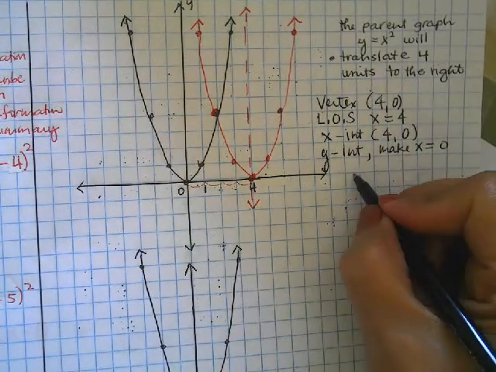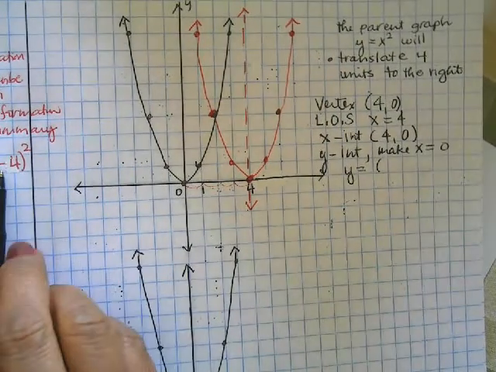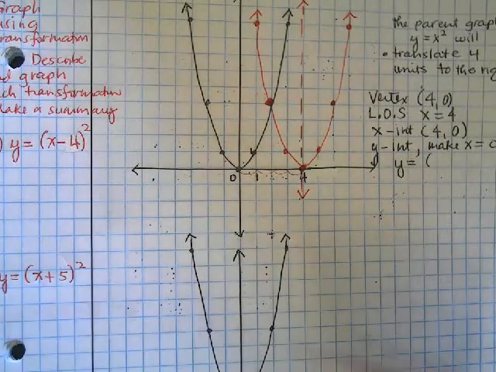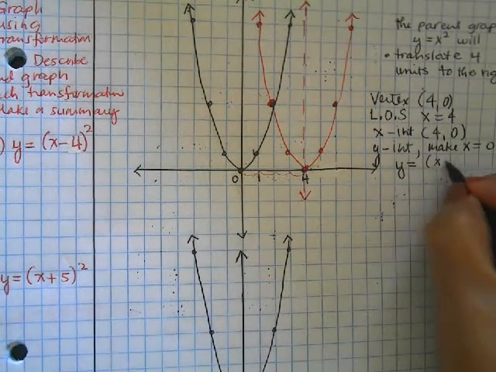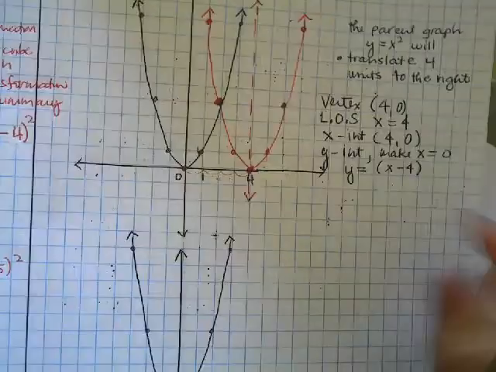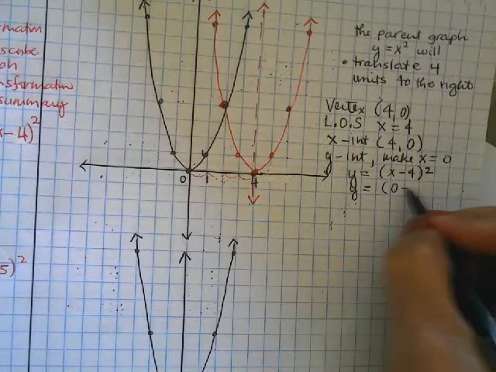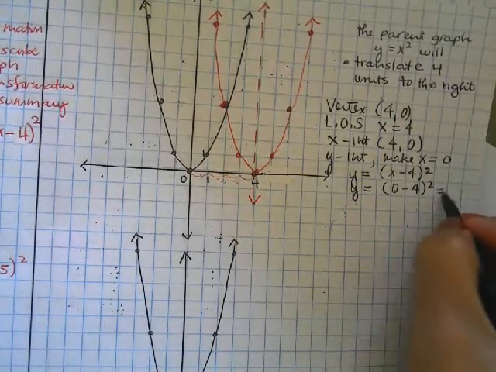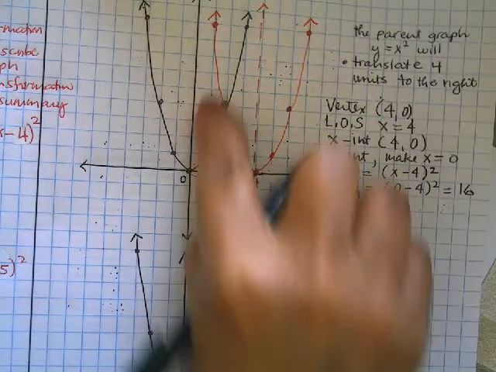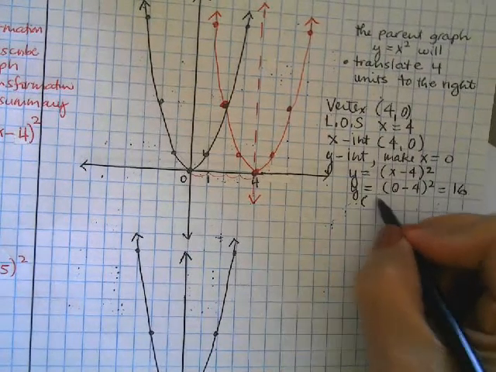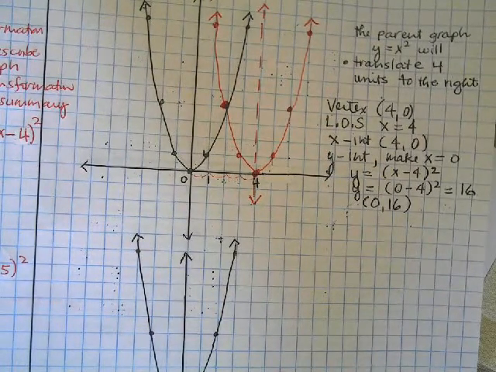So in the line, y equals (x minus 4) squared. Here in the given, (x minus 4) squared, we will make x 0. So that will be (0 minus 4) squared. That will be 16. So the point (0, 16), we're going to hit our y-axis. (0, 16) is our y-intercept.